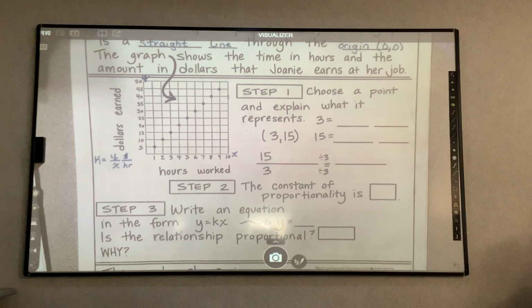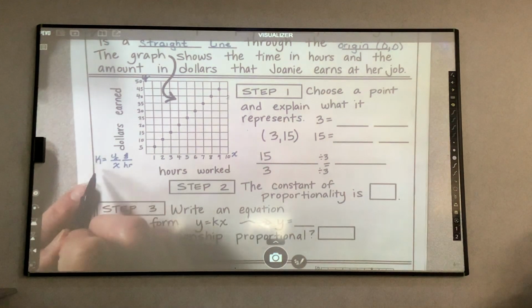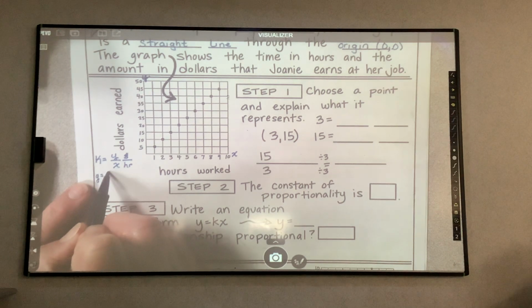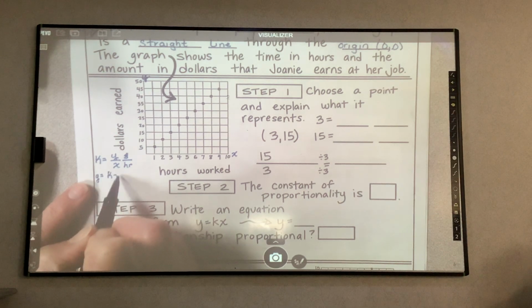And then if we wanted to, we would write an equation, which would be what? Y equals K times X. Write it again.